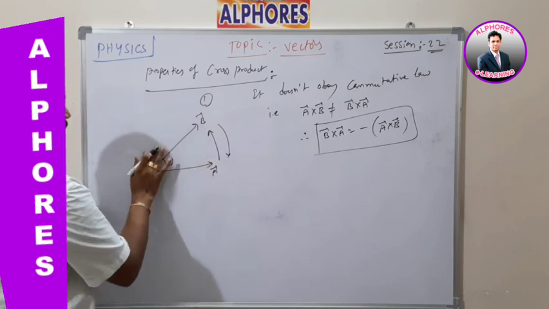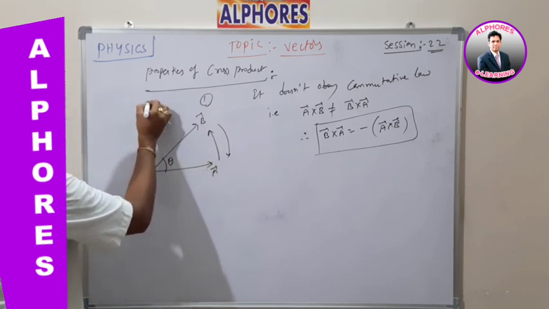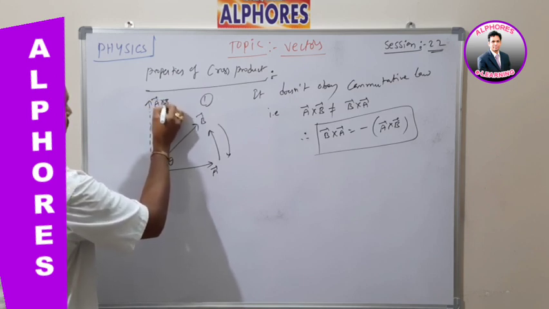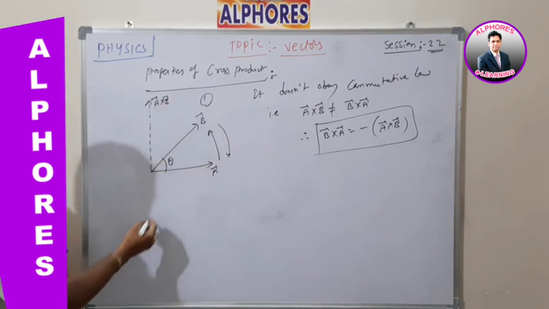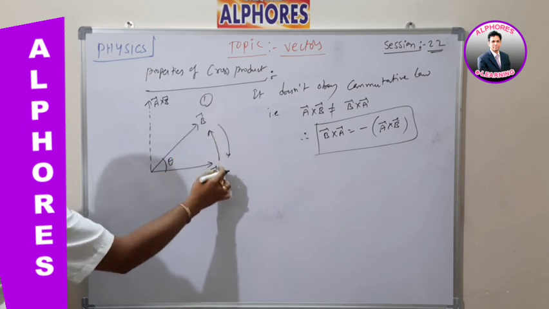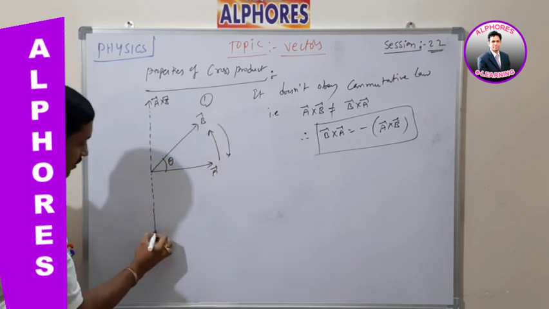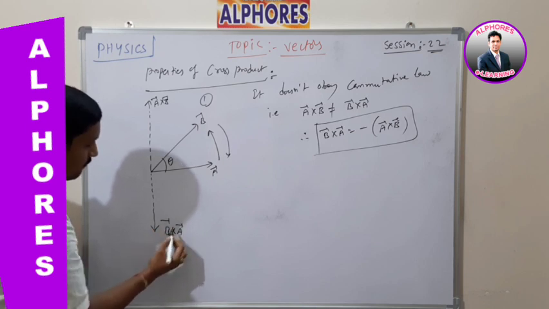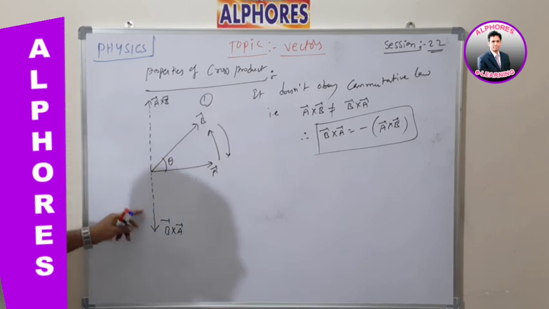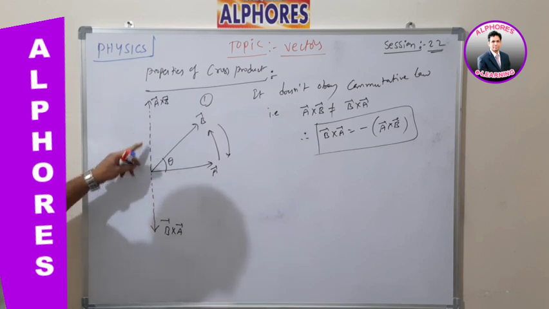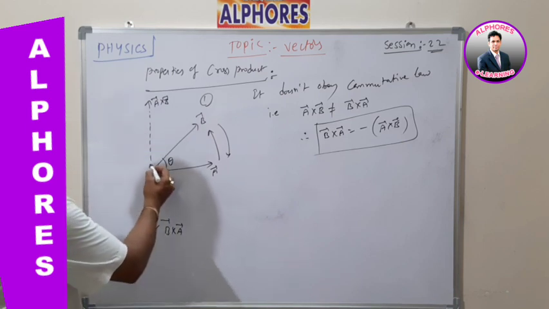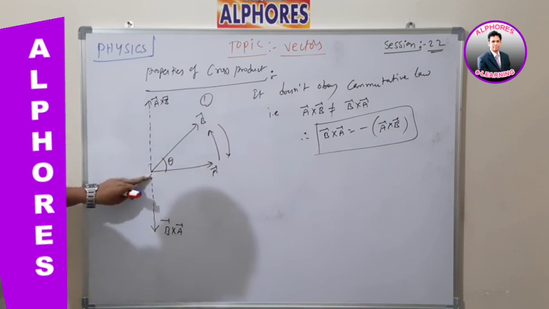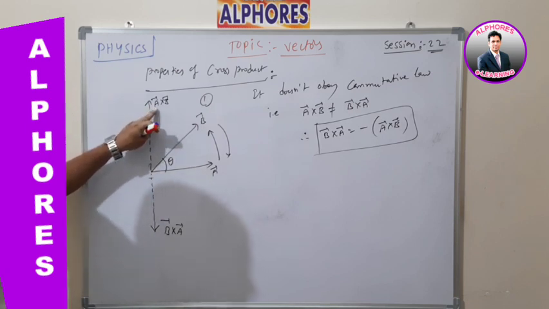For example, if the four fingers are rotated from B bar towards A bar, then A bar cross B bar is along the positive z direction, and B bar cross A bar is in the negative z direction, inside the board. Both have the same magnitude but are oriented in opposite directions. What is the angle between them? 180 degrees. Okay, now listen carefully.